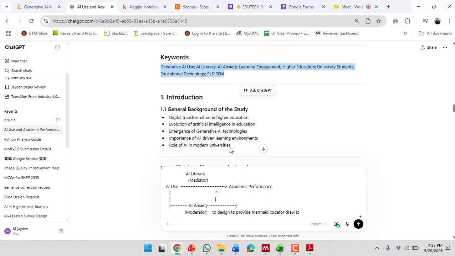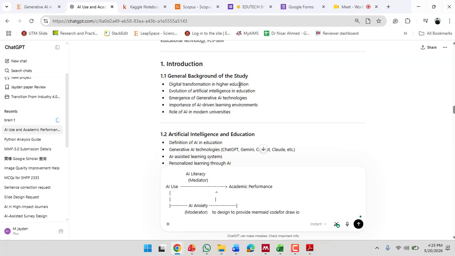We want some evaluation of AI in education: how AI actually evolved in education, the emergence of emerging topics or emerging tools, and how generative AI technologies are being used in education. The importance of AI-driven learning environments, and some empirical evidence we will suggest here. The role of AI in modern universities, and in developing countries, where these are used.